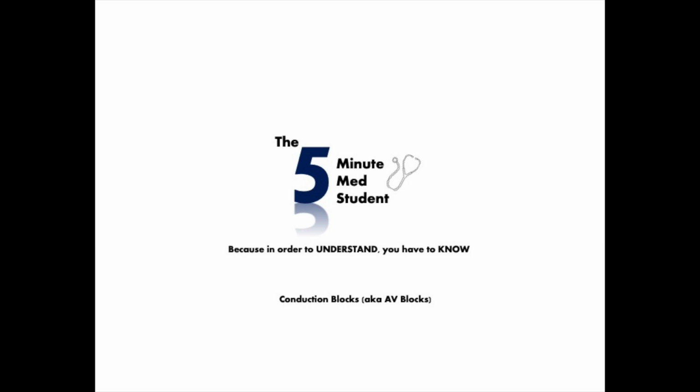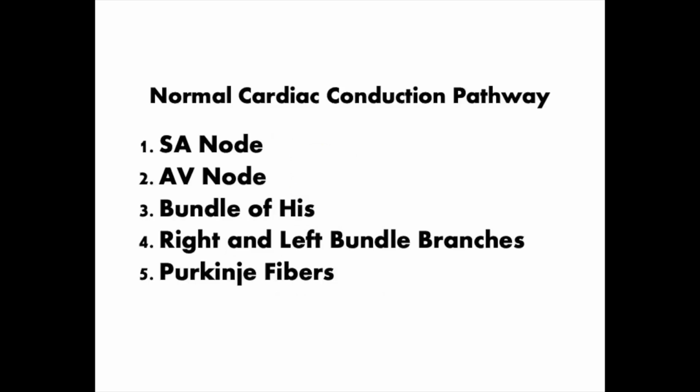Today we're going to be talking about conduction blocks, also known as atrioventricular blocks or AV blocks. First of all, it's important to understand the normal cardiac conduction pathway. Cardiac conduction begins in the SA node and then goes to the AV node, then to the bundle of His, then to the right and left bundle branches, and then to the Purkinje fibers. The SA node goes to the AV node, then to the bundle of His, and to the right and left bundle branches, and then finally the Purkinje fibers.